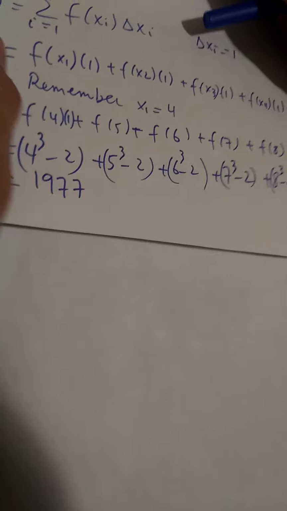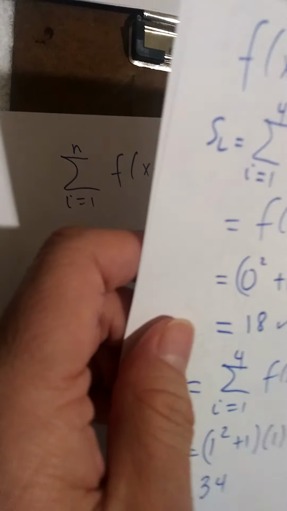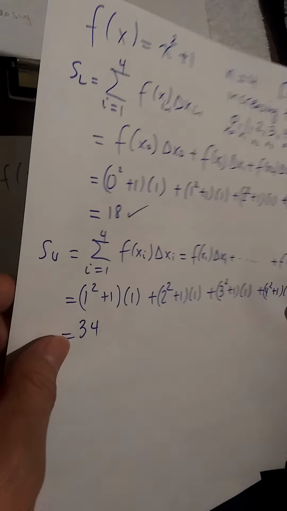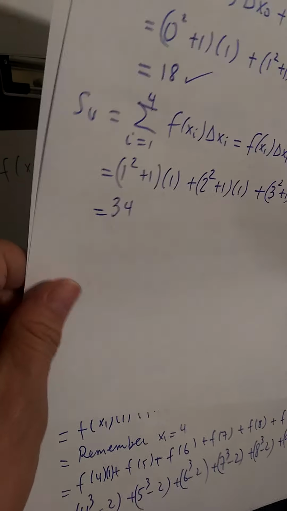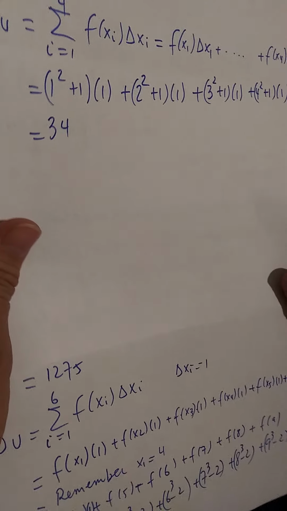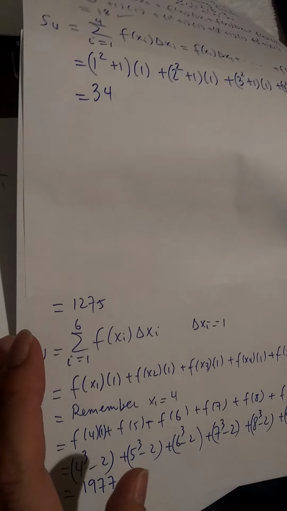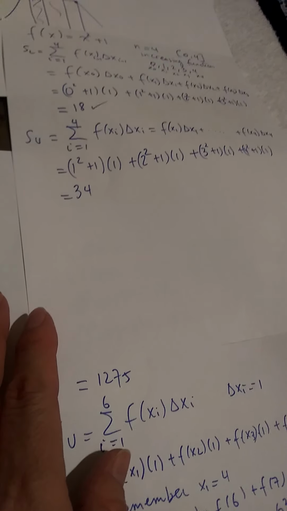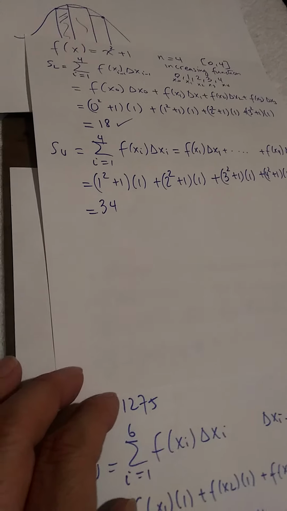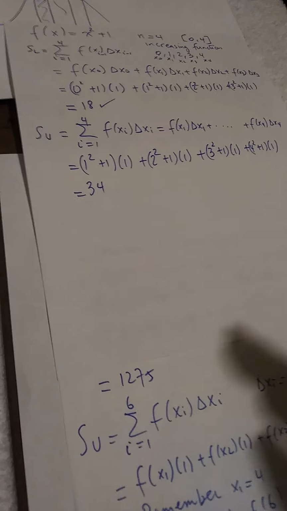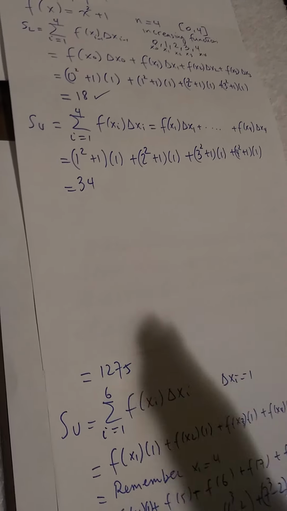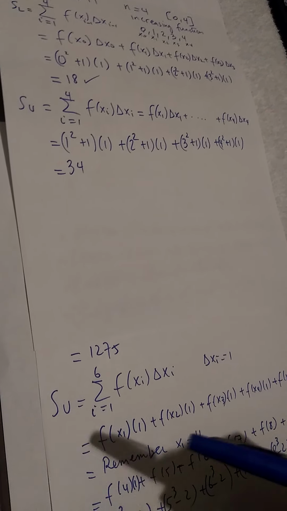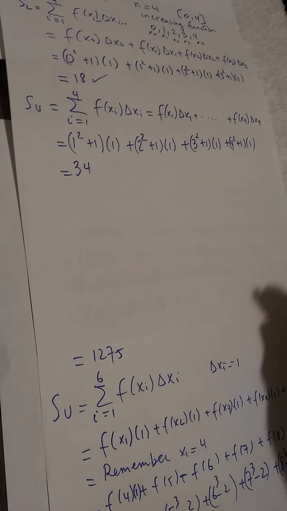Well, in the previous example, neither the 18 or the 34 approximated the area well. In the other example, we got 1275 for the lower sum and 1977. That's a big gap. So how do we make sure the gap is smaller? How do we get accurate results? By taking more of these, by partitioning the interval, by increasing the value of n. So you have more slices. For example, if you use 1000 slices, you'll get a much better value for both SU and SL.